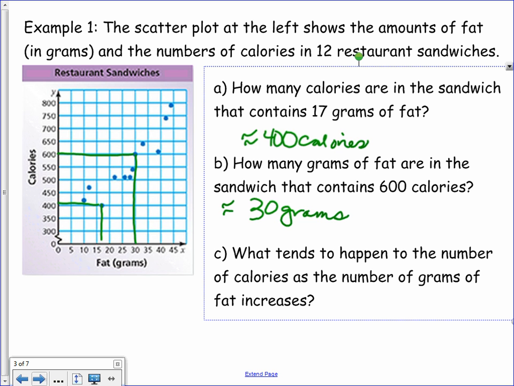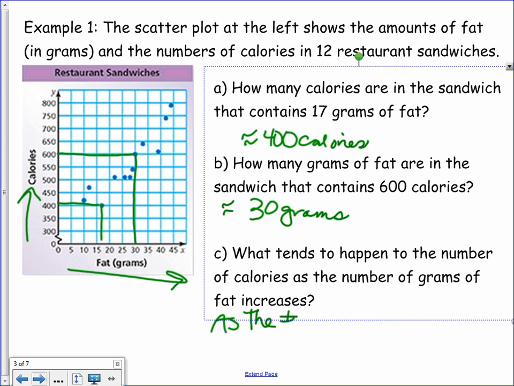Now question C asks, what tends to happen to the number of calories as the number of grams of fat increases? So generally speaking, as the number of grams of fat increases, so as x increases, what's happening in this scatter plot? Y is also increasing. So what happens to the number of calories? They are also increasing. And we can just write it like that. Since it's going up from left to right, it's a positive relationship, which means as x increases, so does y.